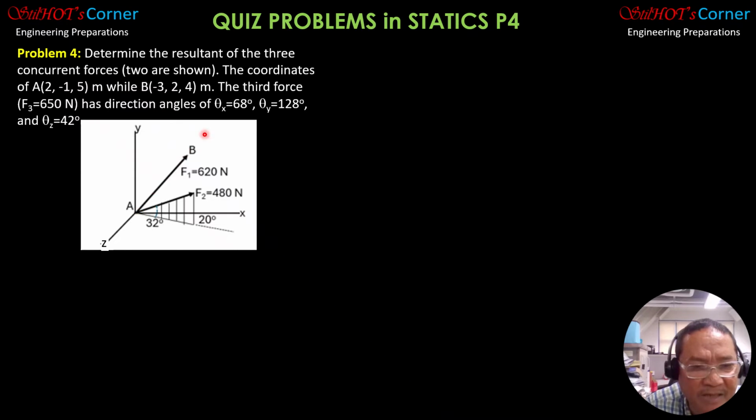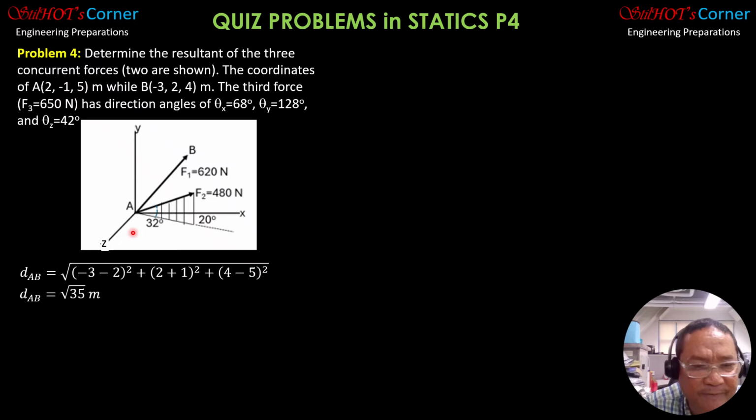So it should be coordinates of B minus coordinates of A, terminal minus initial. So for distance AB, it is square root of quantity -3 minus 2 square plus 2 minus -1, so 2 plus 1 square plus quantity 4 minus 5 square. So distance AB can now be computed and it is equal to square root of 35 meters. So that is distance from A to B.